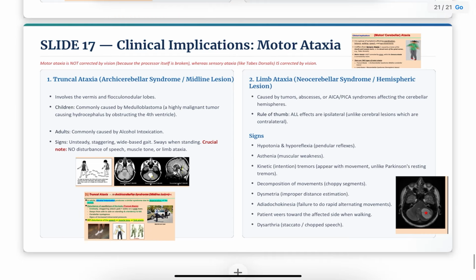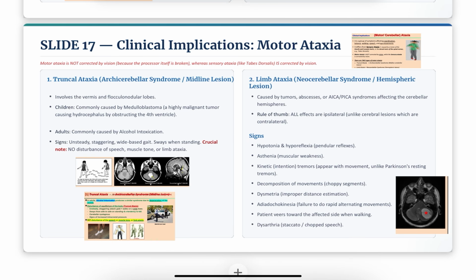Lastly, very important and most loved in the exams is the clinical correlation. So let's apply everything that we have learned to the clinical presentation of the cerebellar lesions. The main clinical problem we're going to discuss here is motor ataxia. The most important distinction here is that motor ataxia is not corrected by vision. Why? Because the problem here is with the cerebellum itself. The cerebellum is damaged. It's not your eyes that will fix it.